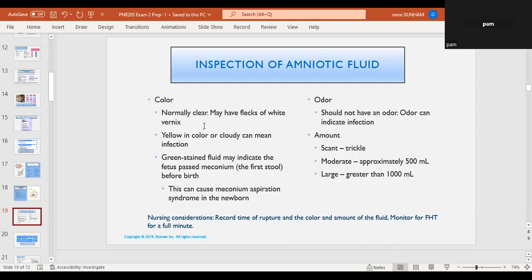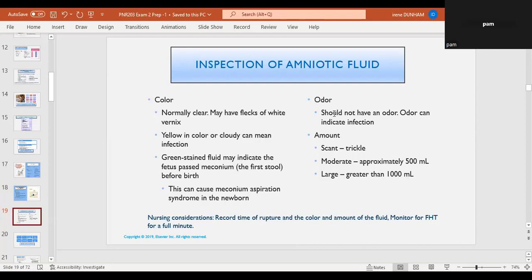So remember, color is normally clear for amniotic fluid. If you have green stained fluid, that means the fetus passed meconium, which is the first stool. Now, this can cause meconium aspiration syndrome in the newborn. So we talked about this, and your role in the labor room would be what? To make sure that the wall suctioning is working. There's nothing worse than having your wall suction not hooked up and working.